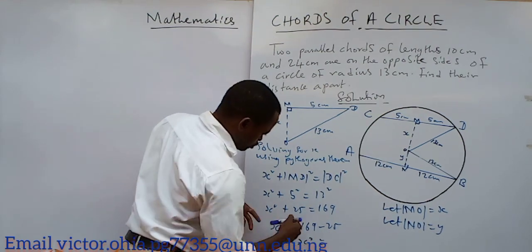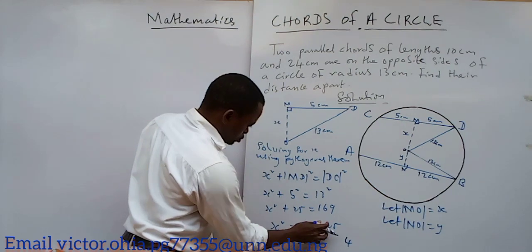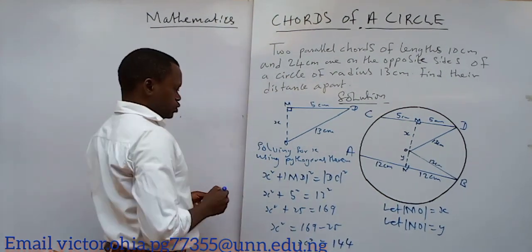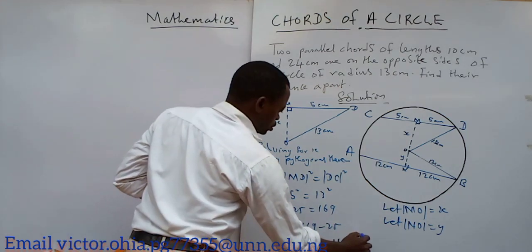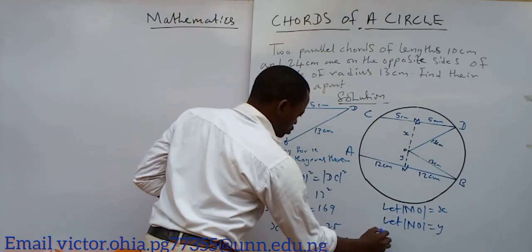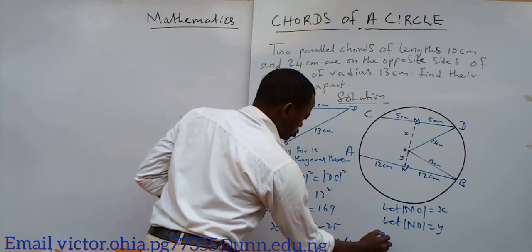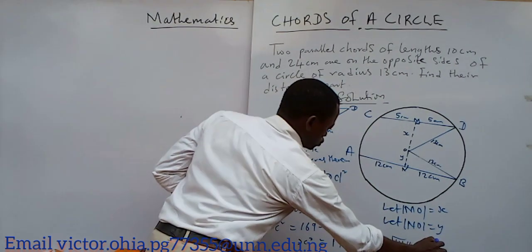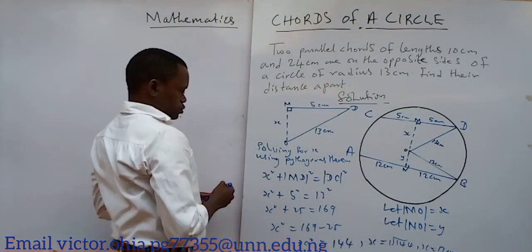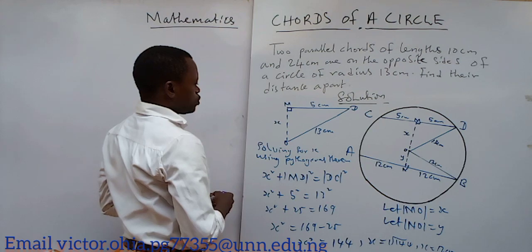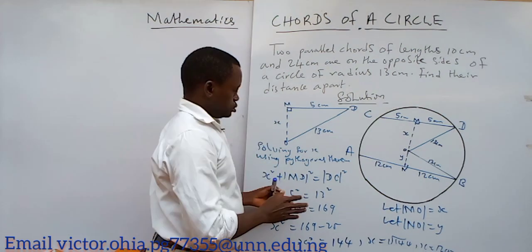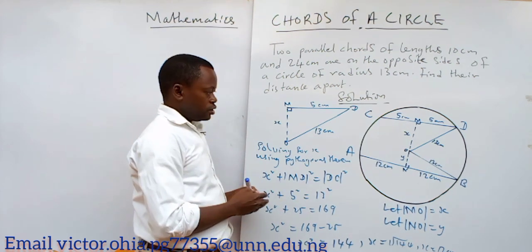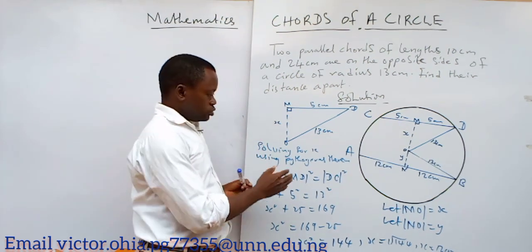5 out of 9 will give me 4. 2 out of 6 will give me 4 again. And then I'll bring down 1. So that's 144. So x is equal to the square root of 144, and x will be equal to 12 cm. I will keep that. I'm sure that you followed me in what I gave here as an explanation.